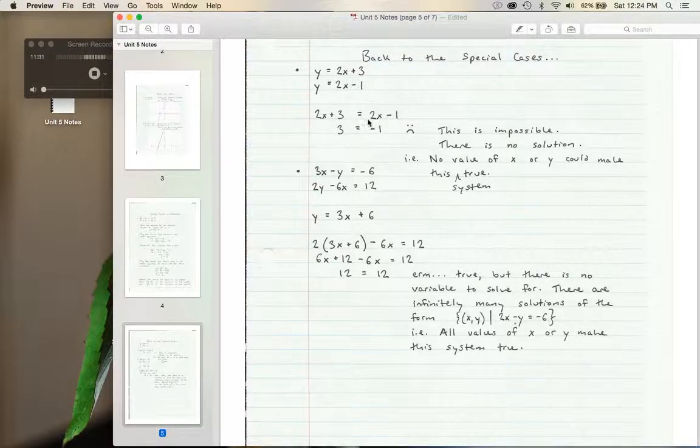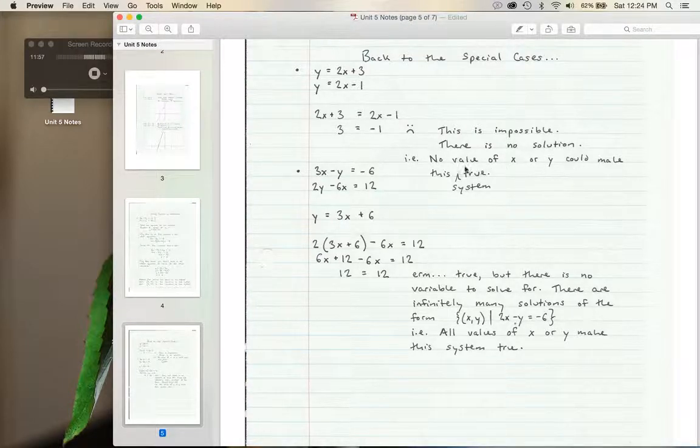What happens when I try to solve for x is I end up with an expression that doesn't make any sense. I end up with 3 is equal to negative 1. And that's nonsense. It makes me sad, okay? This is impossible. Because we've ended up with a variable that disappeared and an equation that makes no sense, we know that there is no solution to this system.